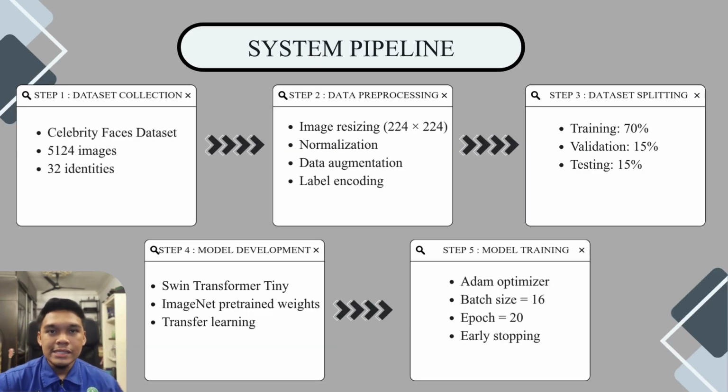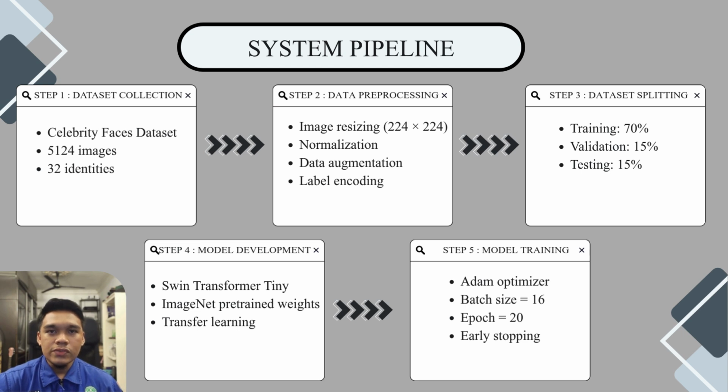This slide illustrates the complete system pipeline of the proposed face recognition system. First, the celebrity faces dataset containing 5,124 images and 32 identities was collected. Next, data pre-processing techniques such as image resizing, normalization, data augmentation, and label encoding were performed. The dataset was then split into training, validation, and testing sets with a ratio of 70%, 15%, and 15%, respectively.